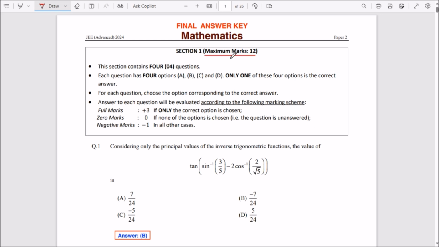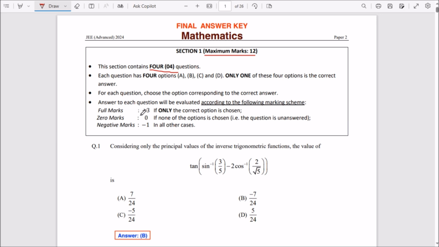Section 1 carries a maximum of 12 marks. This section contains 4 questions, 4 into 3, that is 12 marks, and each question has 4 options: A, B, C and D. Only one of these 4 options is the correct answer. For each question, choose the option corresponding to the correct answer.